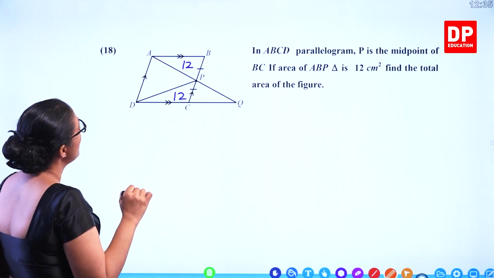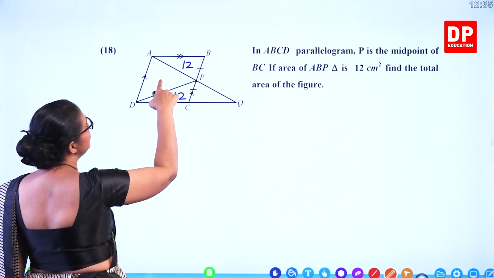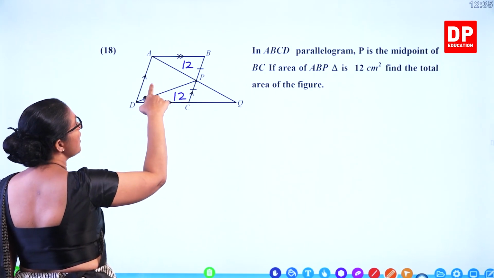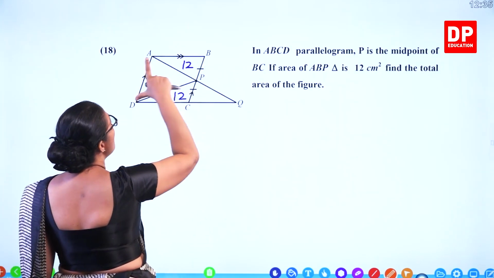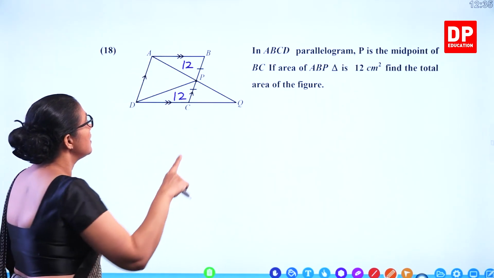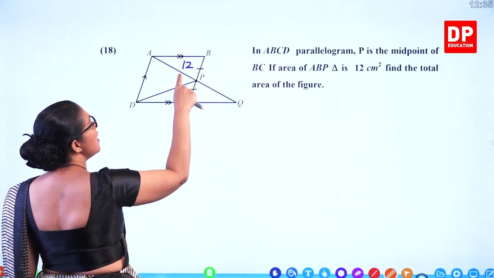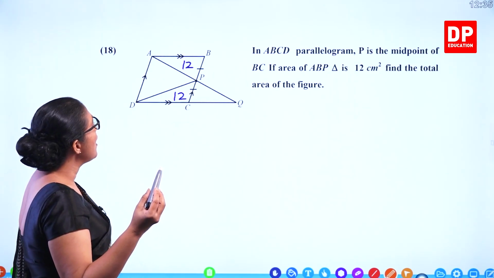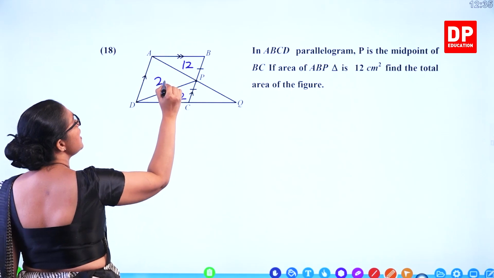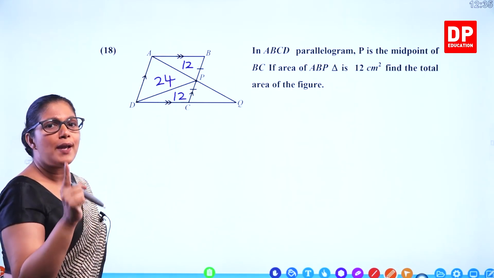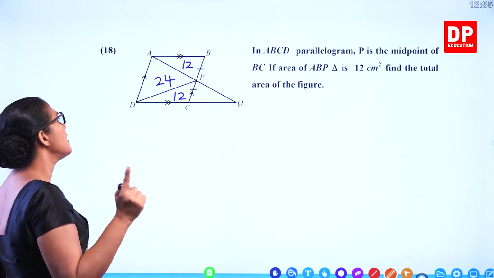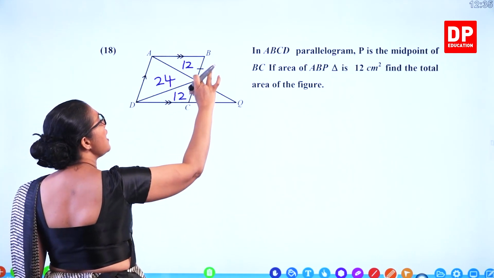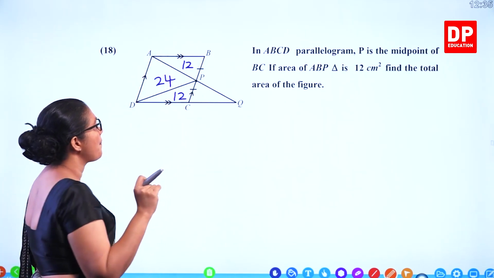Then what can you say about this triangle? This triangle is now the base is double. But the perpendicular height is the same. So you need to multiply by 2. So that becomes 24. 2 times that because the base length is double. So this is A, this is A, this is 2A then.